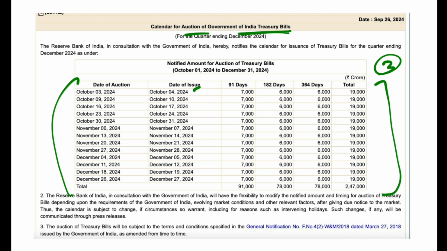Now, what is a treasury bill? Treasury bills are money market instruments. There are 3 types of treasury bill. Here you can see 91 days, 182 days, and 364 days. And they are zero coupon securities, which means they don't pay any interest. Now you will ask me, if they don't pay any interest, why would I as an individual invest in them? This is how a treasury bill works. First of all, yes, you don't get any interest, but they are issued at a discount.